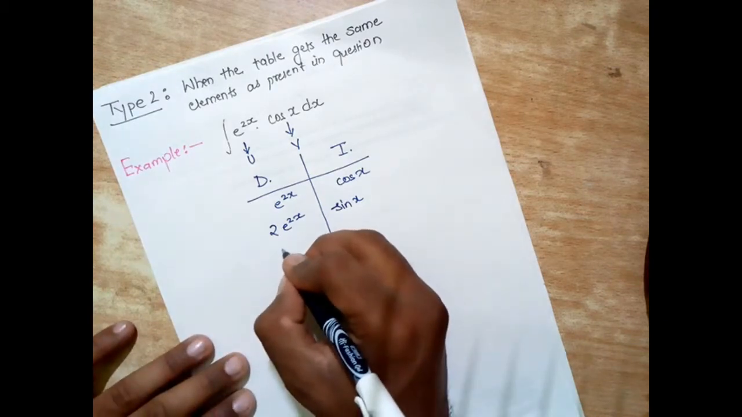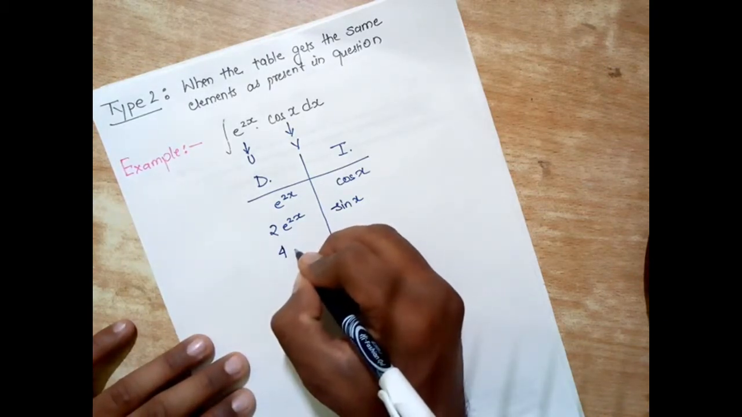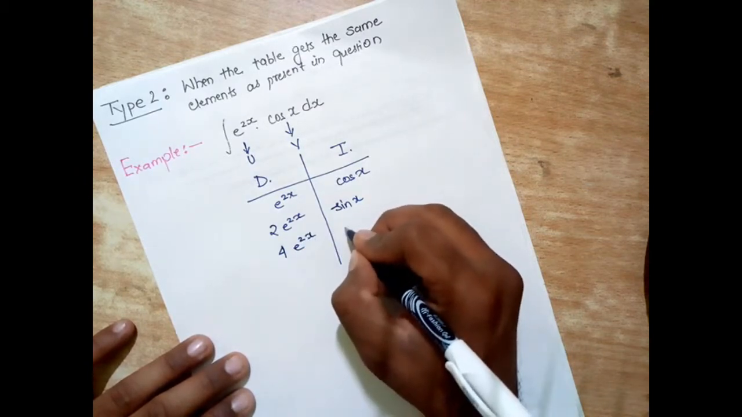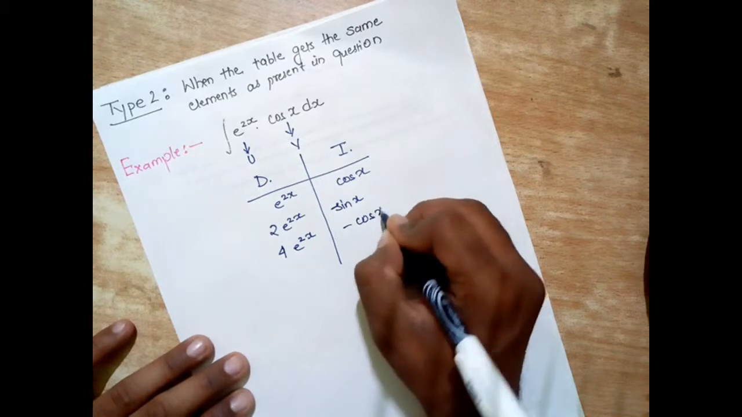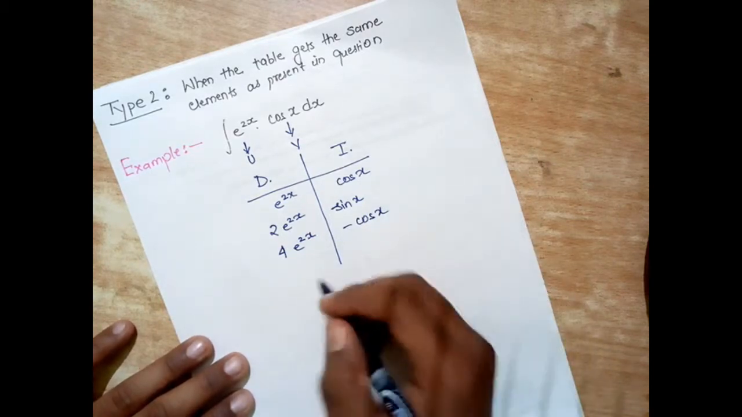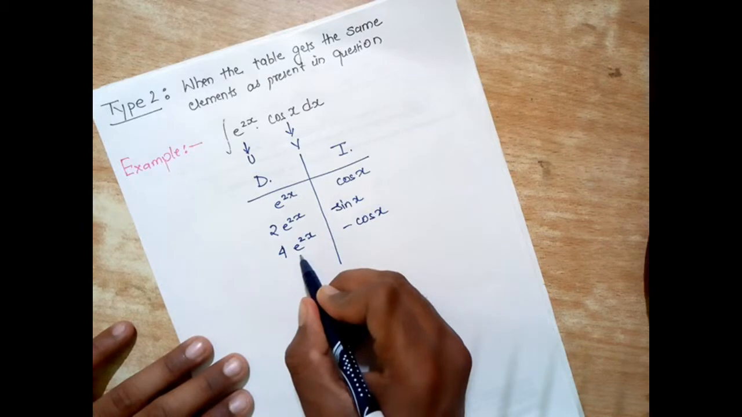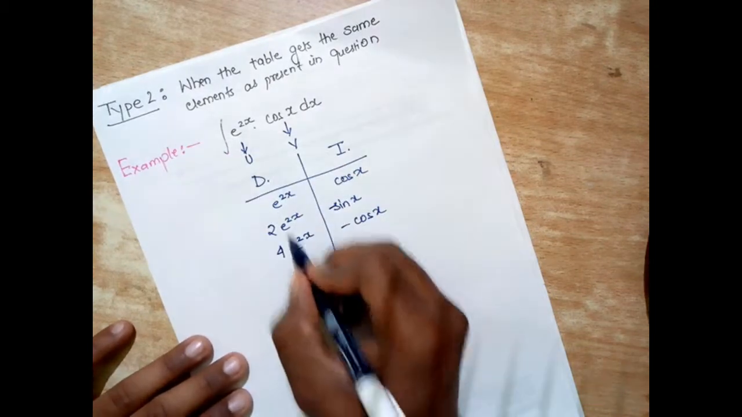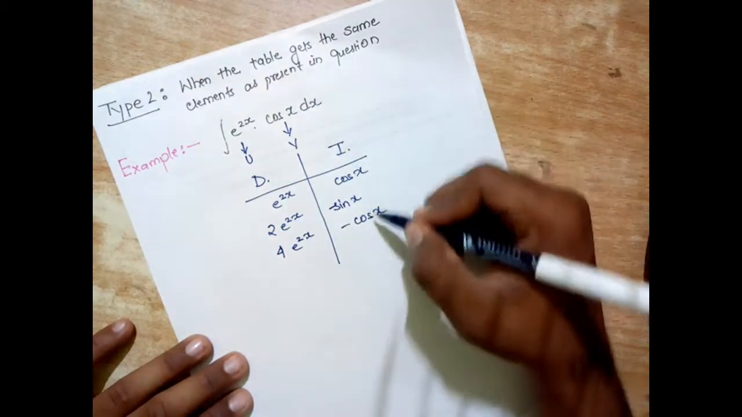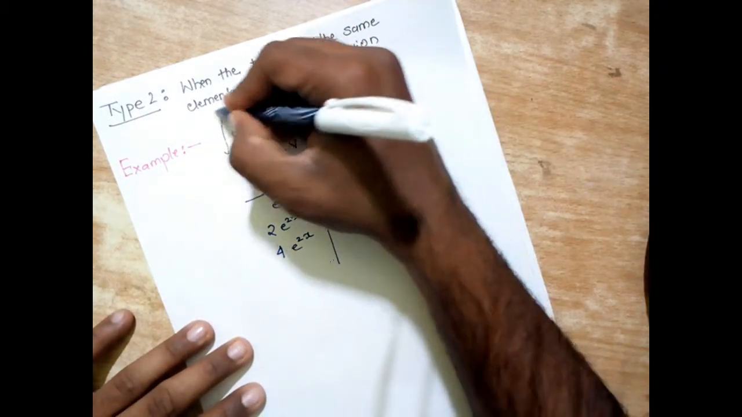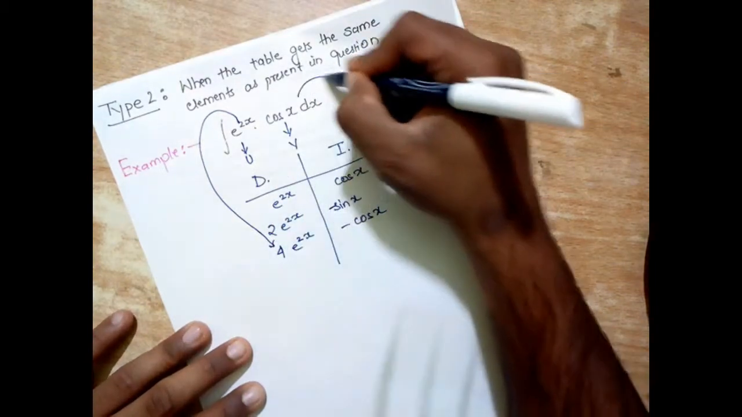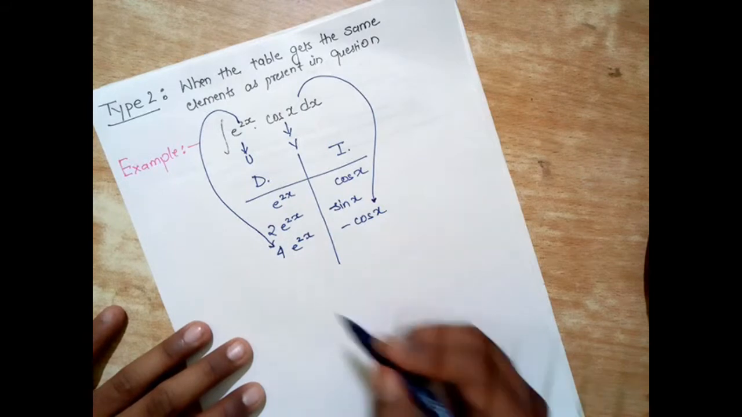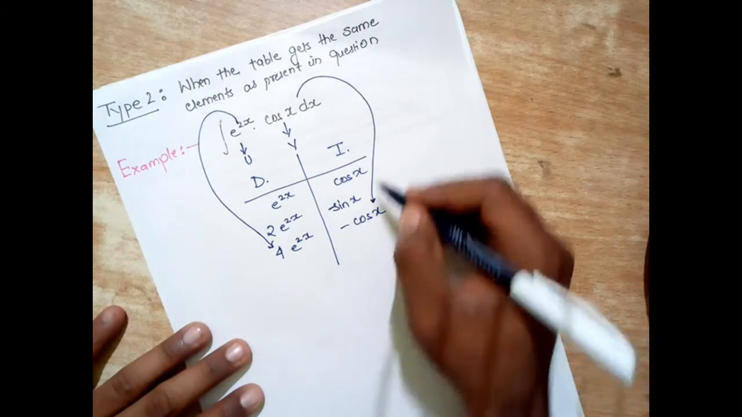We move further, it gets to be 4e to the power 2x, and now it will be minus cos x. So we can see we are again back to the original question as e to the power 2x and cos x, the same as before. Let me show you this and this.